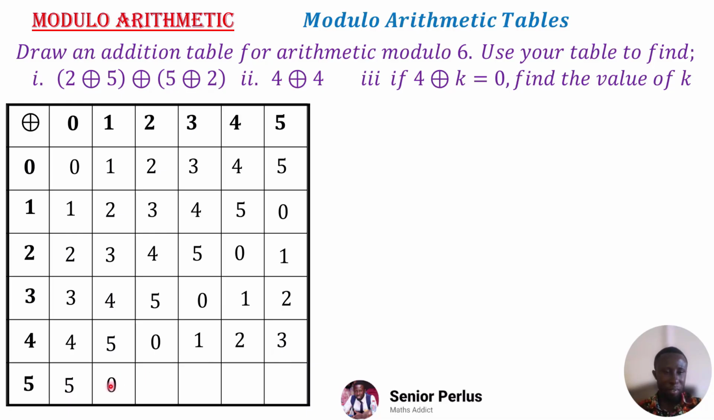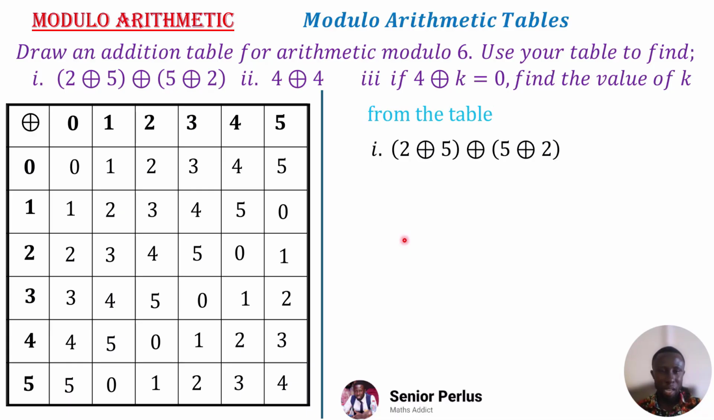5 plus 1 is 6, and 6 mod 6 is 0. 5 plus 2 is 7, 7 mod 6 is 1. 5 plus 3 is 8, 8 mod 6 is 2. 5 plus 4 is 9, 9 mod 6 is 3. 5 plus 5 is 10, 10 mod 6 is 4. So you are done with the table. Very nice and very interesting topic.